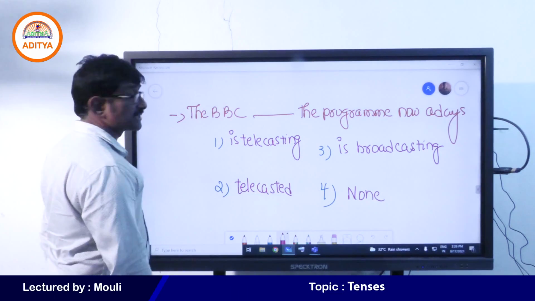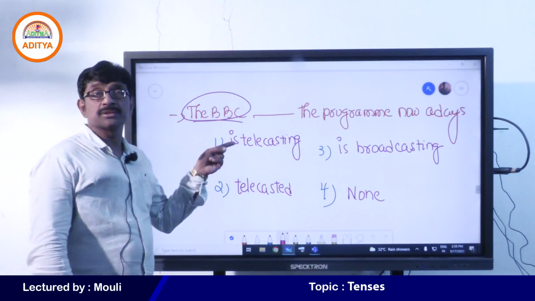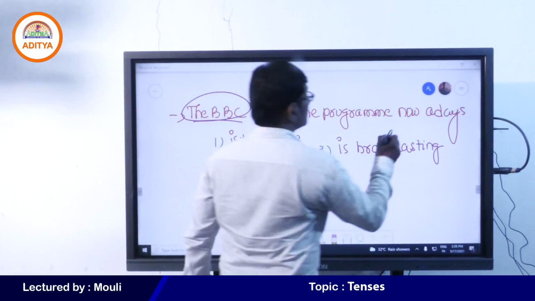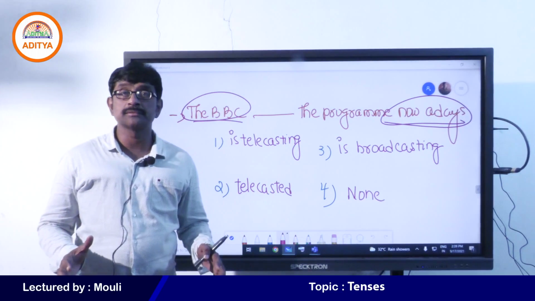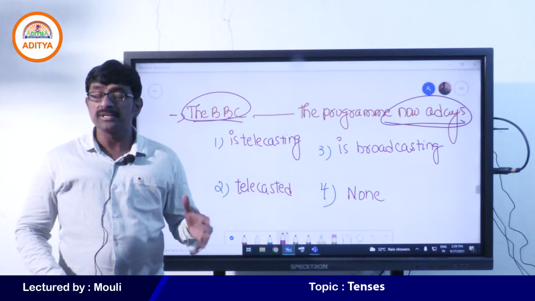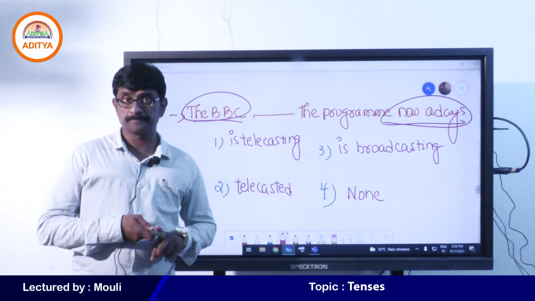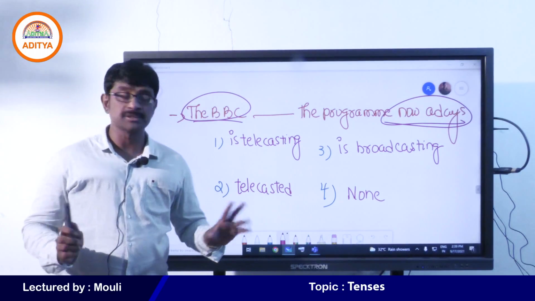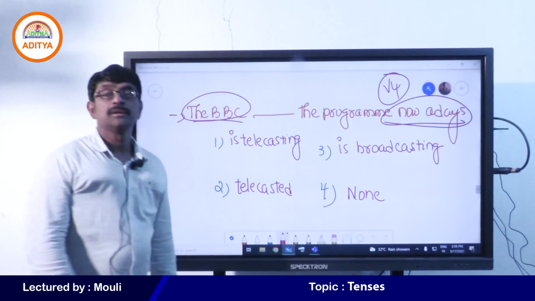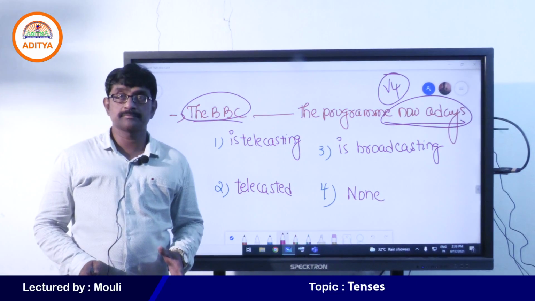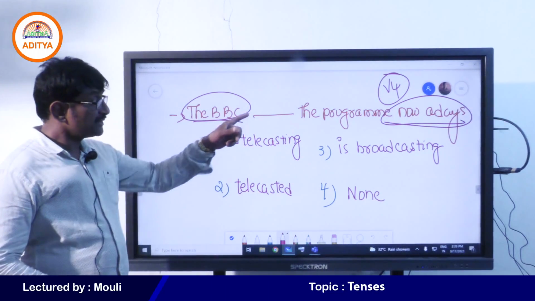Okay students, now let us see this. What is the main concept here? The BBC is the subject. And here the program, here nowadays. Nowadays means definitely it is progressive tense. We know that whenever now comes, whenever these days comes, whenever nowadays comes, we should use V4 there, not any other word. V4 must be there.